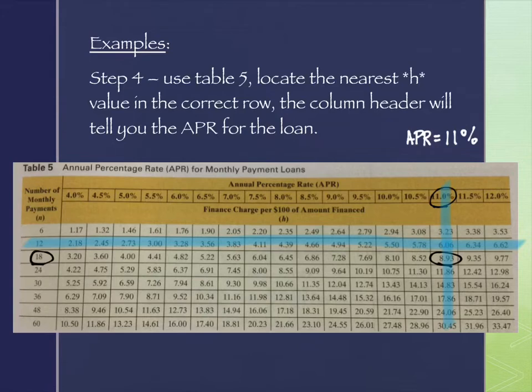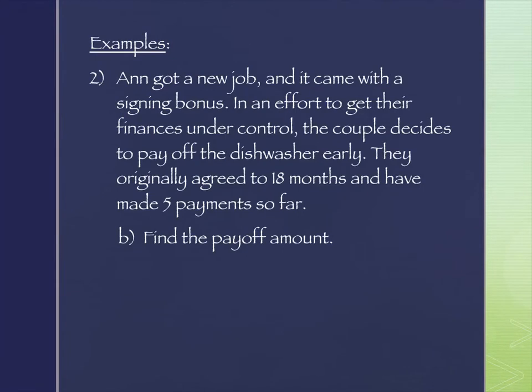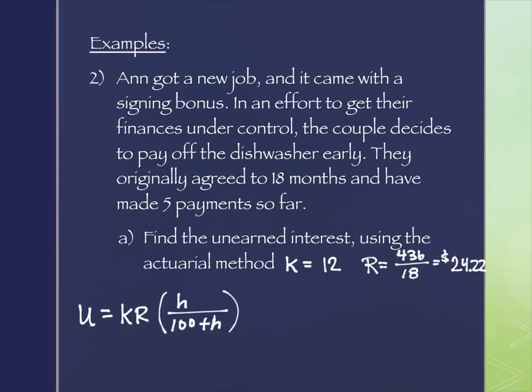Okay, so it's always the K value's row that we're looking at, the number of payments we're not going to make. And H is going to be where they cross. So that's 6.06. That's H. So H is 6.06, and it's coming from the K equal 12 row and the 11% APR column.